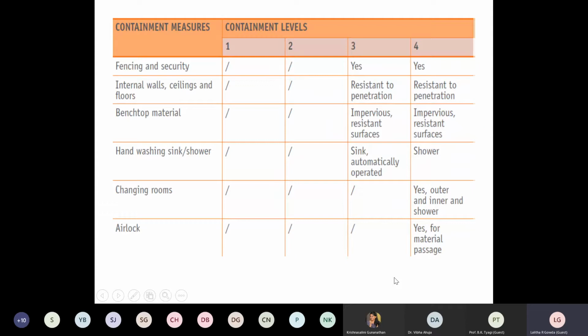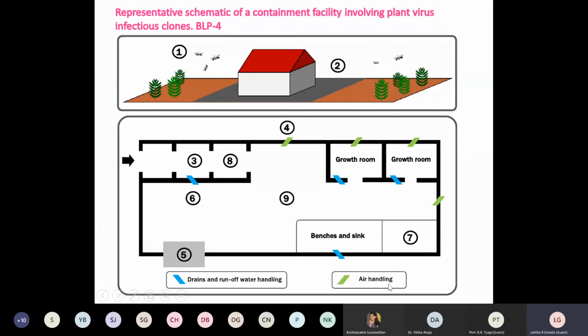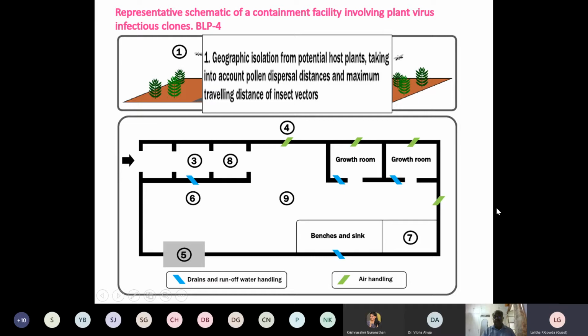So here, I picked this up from a paper which was very interesting, to actually show you what is there. Here is a representative schematic of a containment facility involving a plant virus infectious clone. That means biosafety level 4. The first thing to notice here is the geographic isolation. Because it is level 4, there is an isolation of this from potential host plants, taking into account the pollen dispersal mechanism and traveling distances of the insect vectors.